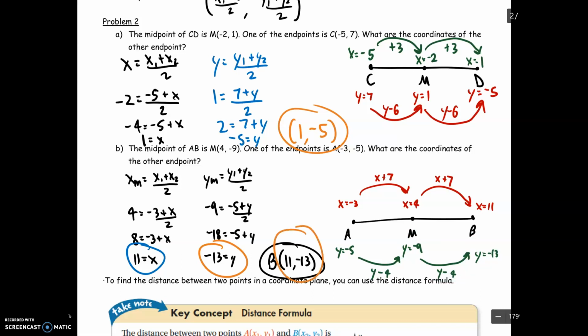So again, there are really two ways of getting that same answer: either use the formula that we're given and solve algebraically, or use that halfway counting method, which is another way to get both the X and the Y coordinates just by adding or subtracting to get halfway.